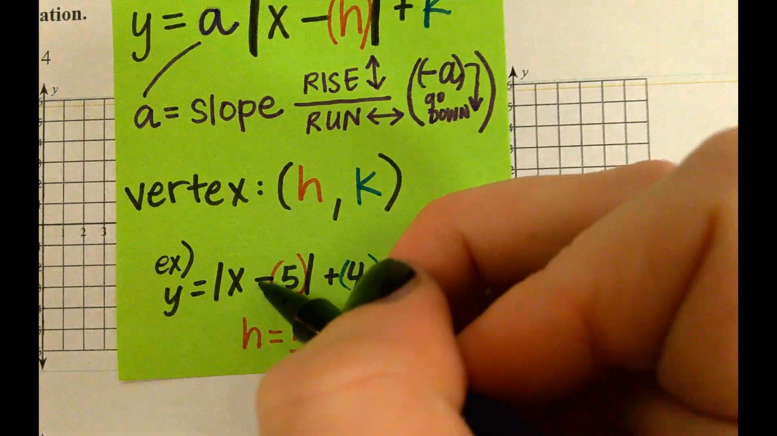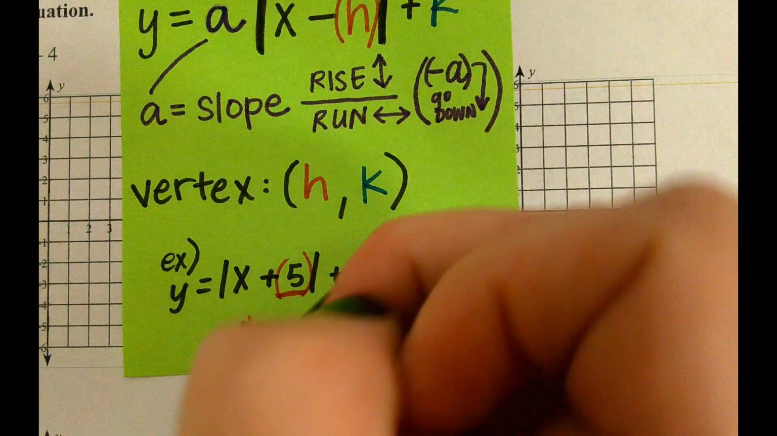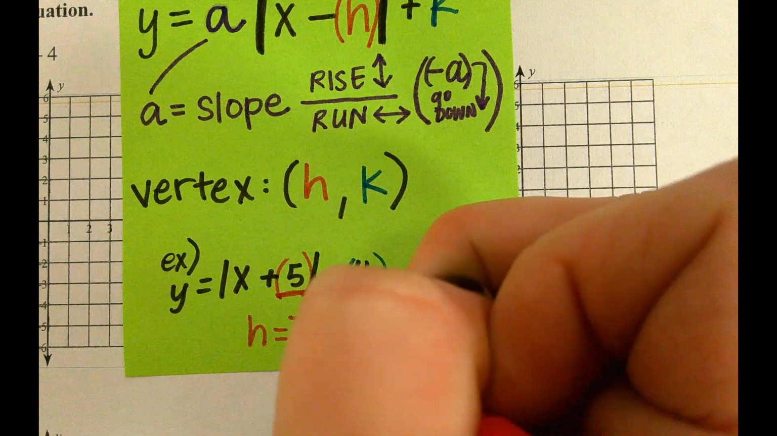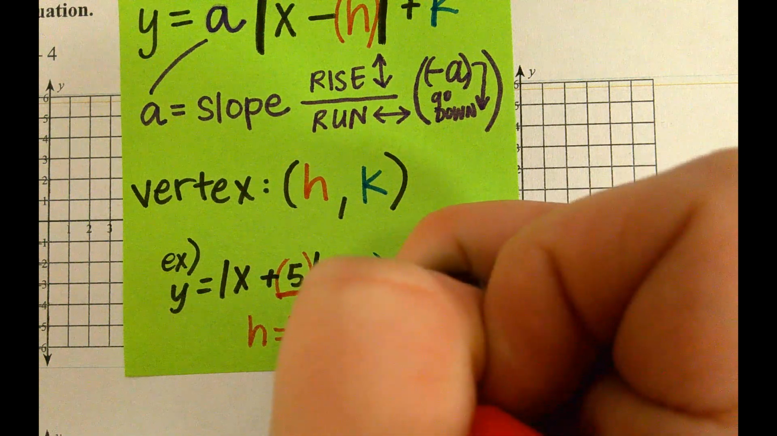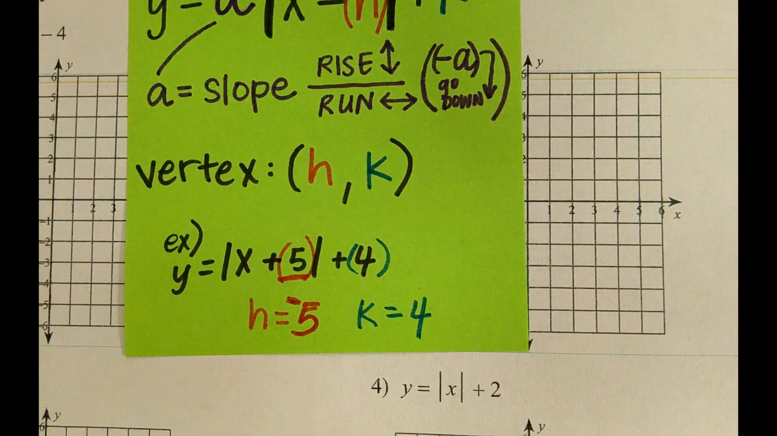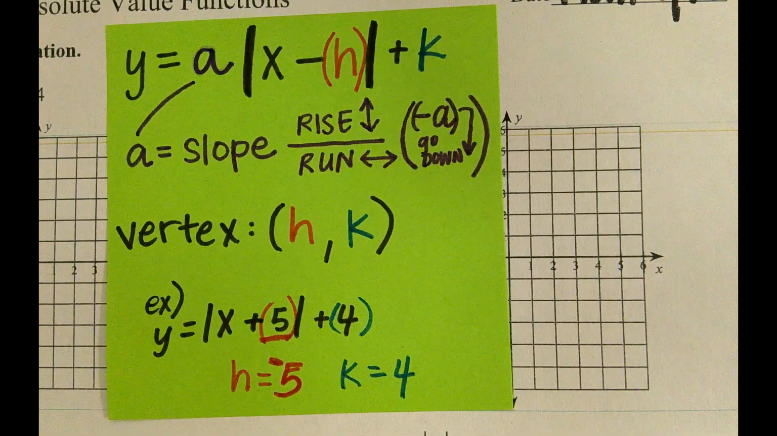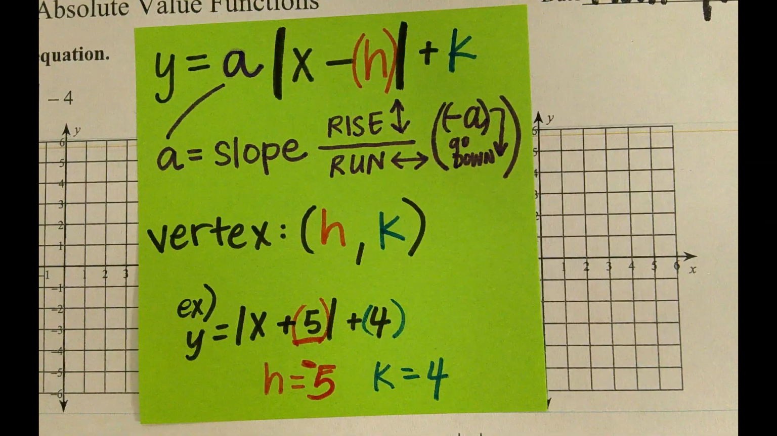What if it was x plus 5? Then what would H be? Negative 5. Now it's negative 5 because of the plus. So your H is the opposite sign. H has an opposite sign. Okay, and we'll see more examples of that as we go through these problems here.